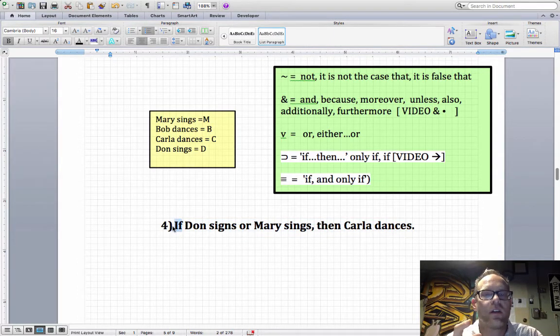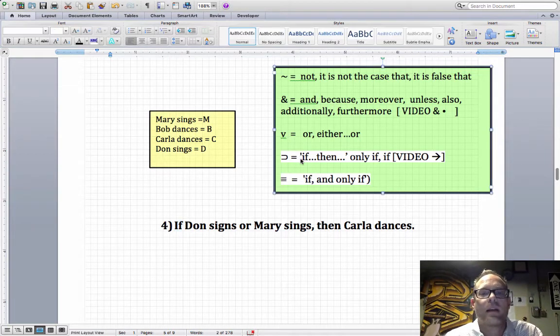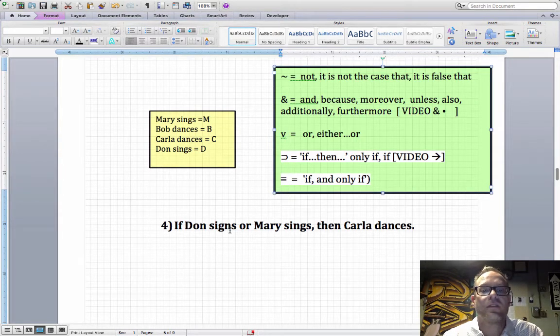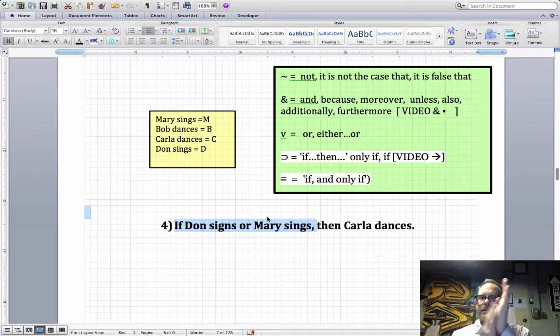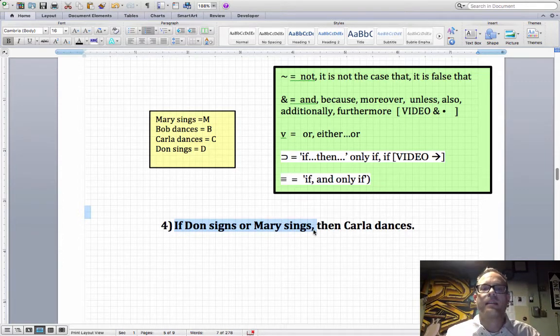So when you see the word if, you should automatically start thinking, yep, I just made a horseshoe sound. Horseshoe, right? You should be thinking about a horse. It's a conditional. If Dawn sings or Mary sings, comma. Okay, remember, the comma tells us, hey, all this stuff goes together. So what this comma is telling us is our antecedent includes Dawn sings or Mary sings. Then Carla dances.